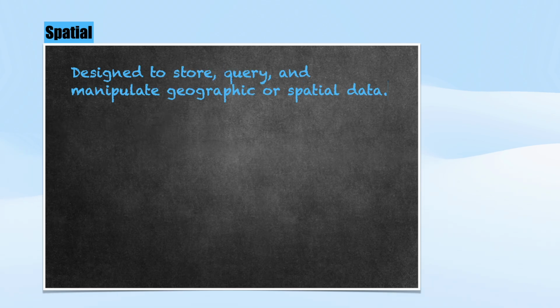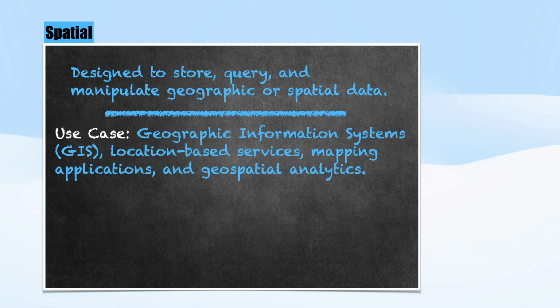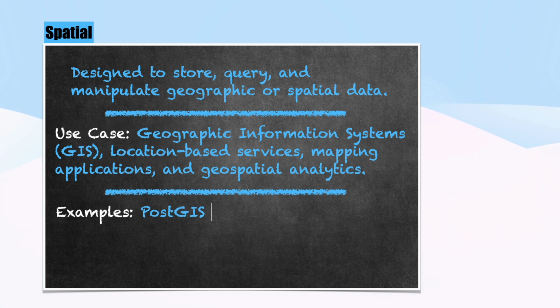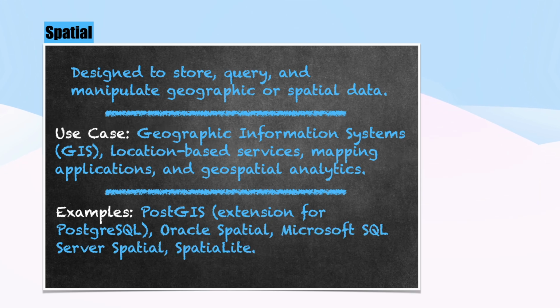So to summarize, spatial databases are optimized for storing, querying, and manipulating geographic and spatial data, making them ideal for GIS, location-based services, mapping apps, and geospatial analytics. PostGIS, Oracle Spatial, Microsoft SQL Server Spatial, and SpatiaLite are just a few examples of spatial databases used in the industry. And of course, Google Maps is a great real-world example of a spatial database in action.